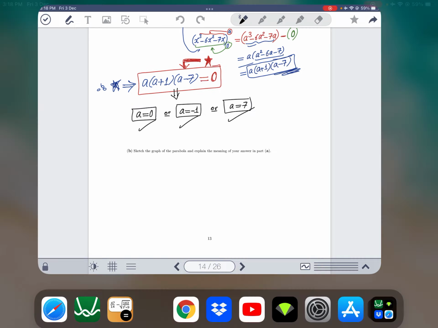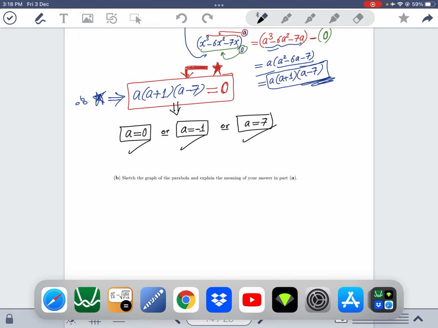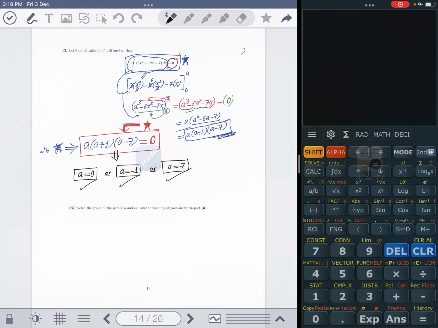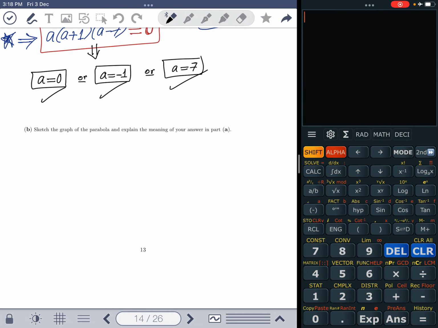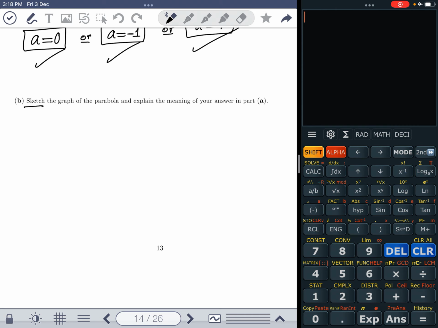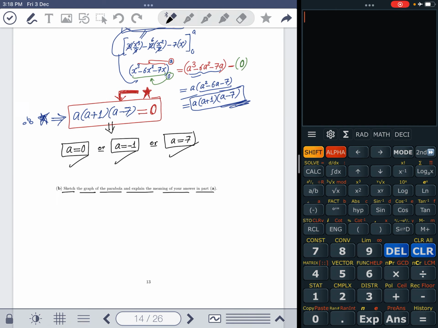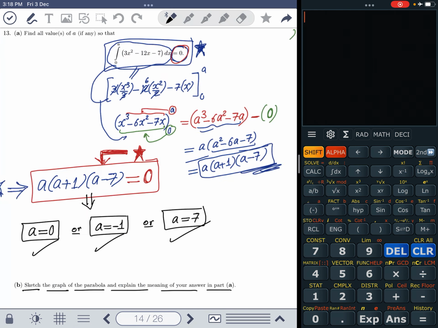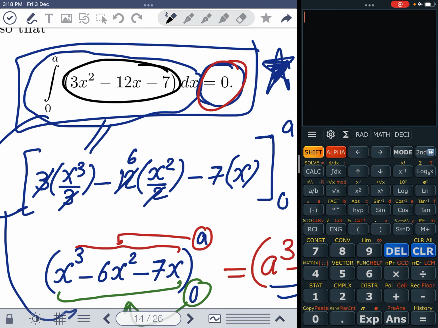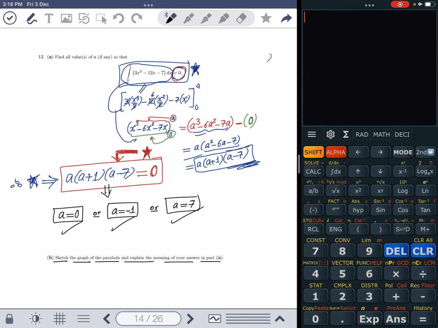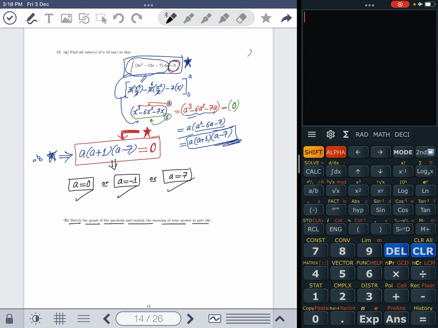Let's check. So how do we check? Let's first check on the calculator that it's correct, and then maybe I'll show you on the graph. In fact, here they say in part B, sketch the graph of the parabola and explain the meaning of your answer in part A. So they ask us actually to draw the parabola here and then show what our answer meant. Yeah, perfect. So this is what we're doing.